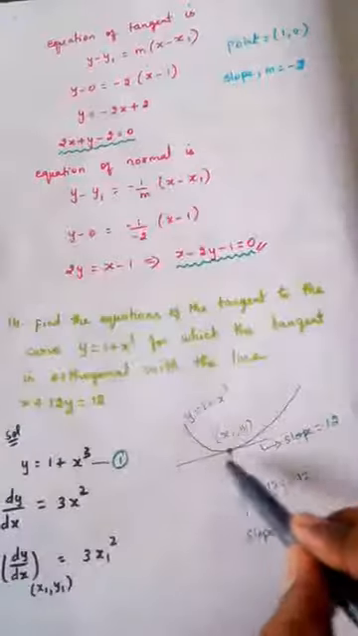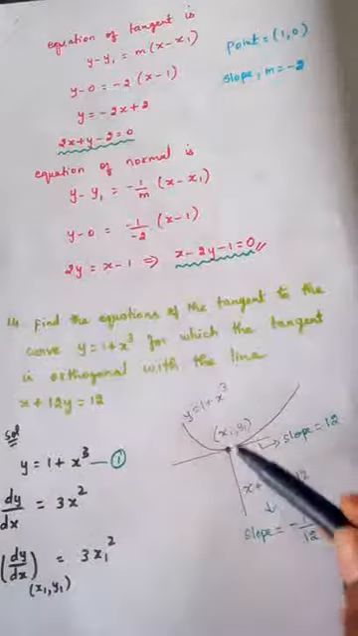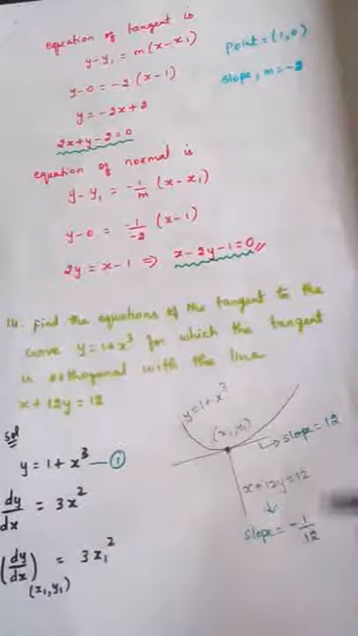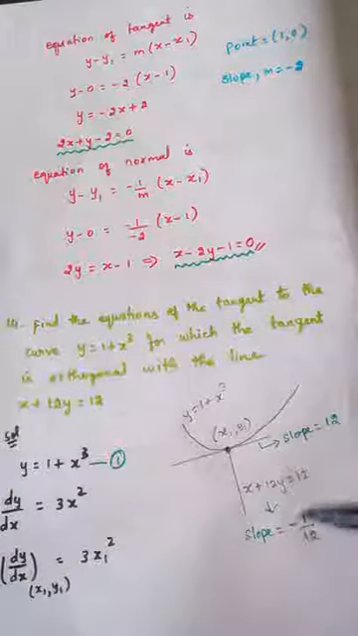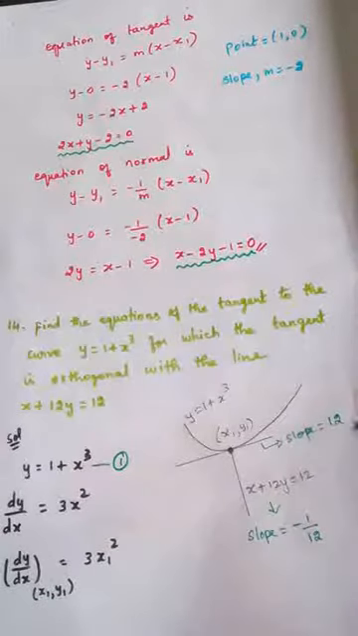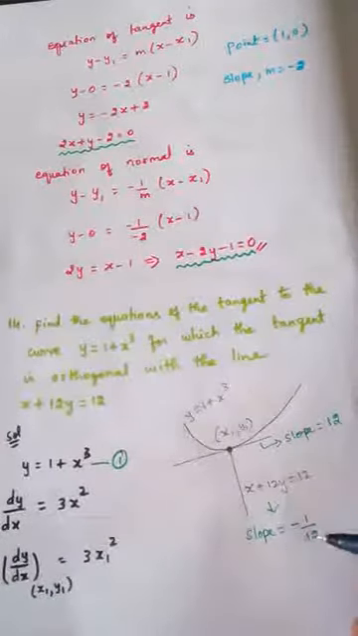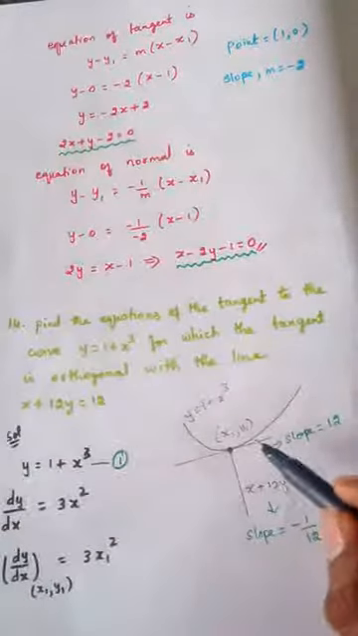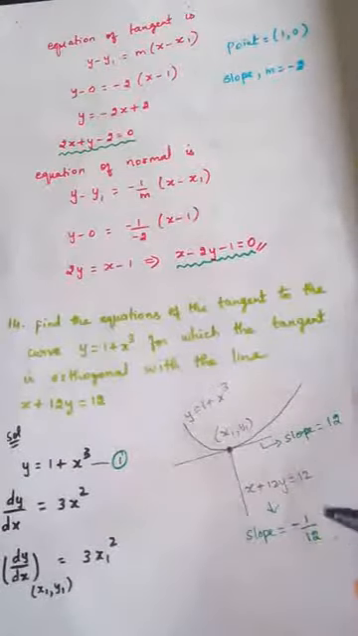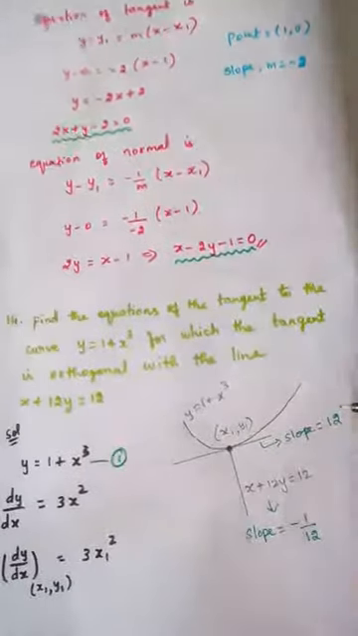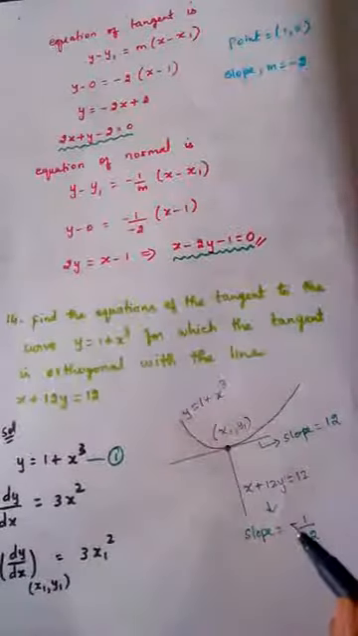Since our tangent is perpendicular to this straight line, we can easily convert from this to our required slope. If this is minus 1 by 12, then the slope of this tangent should be the reciprocal of this. 1 by 12 means 12, and then change the sign. Minus means plus.